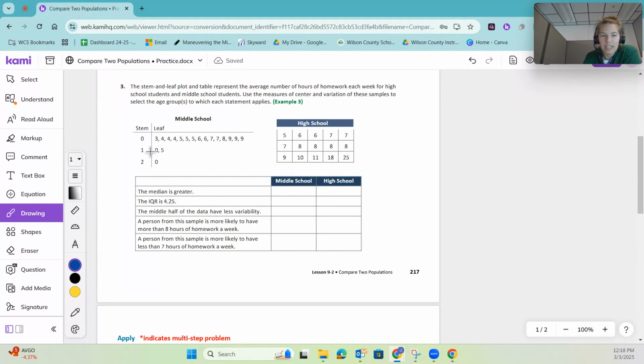We need to find the median of the middle school and then the median of the high school. They did list the high school in order from least to greatest, so we can easily find that middle by crossing out, and the median is 8. Then we're going to do the same thing here. 1, 2, 3, 1, 2, 3. Then we go in from either side in order to find my median, which would be 7.